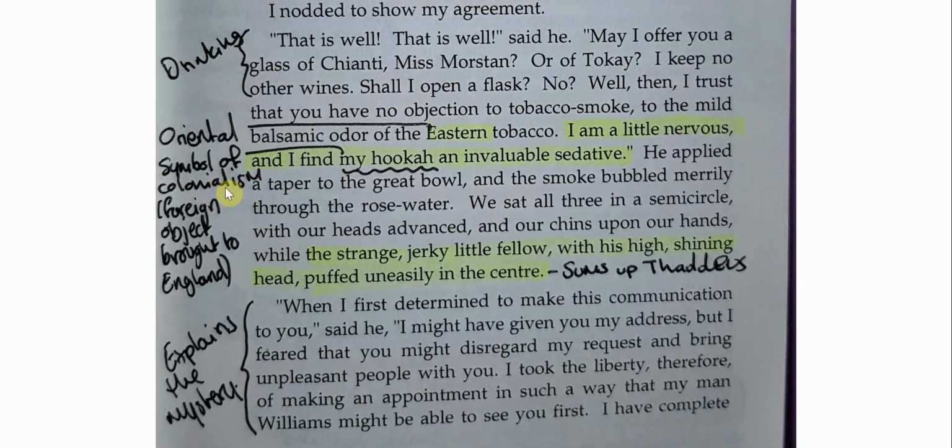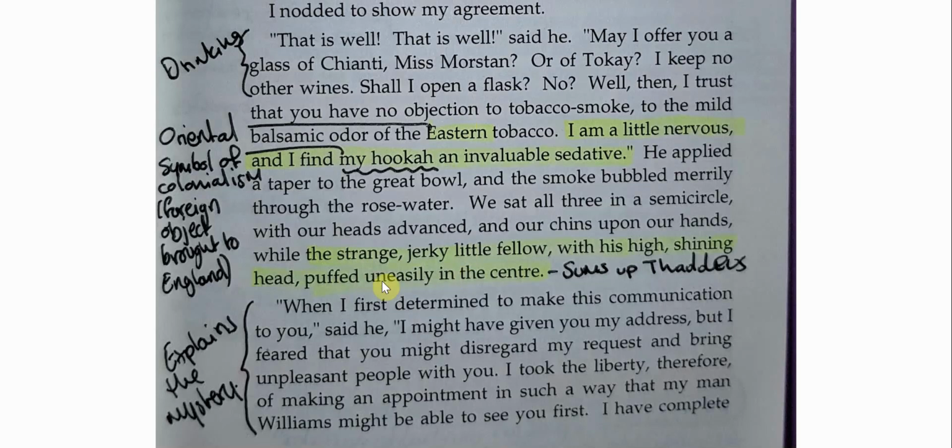Further symbols of colonialism from the Orient, so Eastern tobacco, hookah pipe. I'm also noting here more of those idiosyncratic words that he would use, the idiosyncratic vocabulary: the invaluable sedative, the balsamic odour, Chianti, Tokay. This idiosyncratic vocabulary also talks of class and the upper class. If he's been raised in boarding schools and establishments such as Eton and Oxford and gone to university, then he's going to use a higher level vocabulary than, say, the lower or the middle classes.